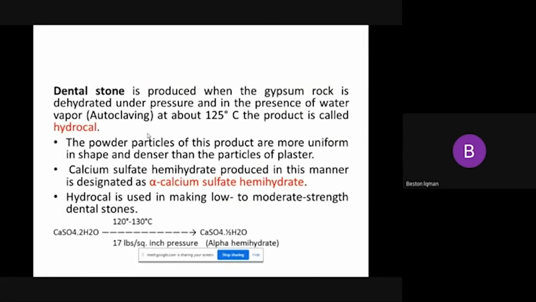While the dental stone, how is it produced? It is produced by the process under pressure, by autoclaving. The process is called hydrocal. Hydrocal. What is the difference between the dental stone and the dental plaster? The first is produced by temperature only, while the second is produced by pressure. Okay?